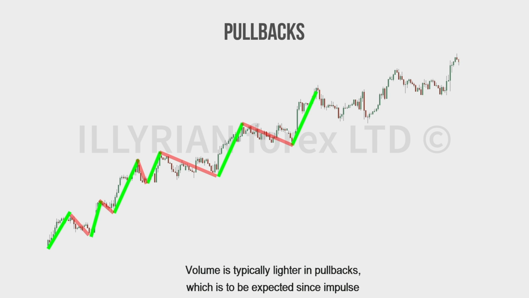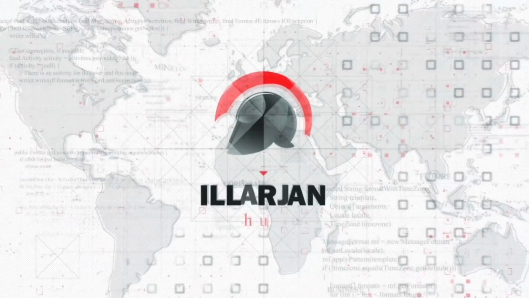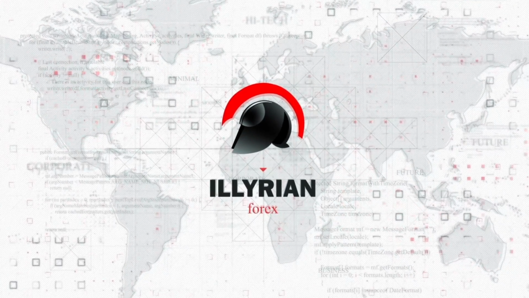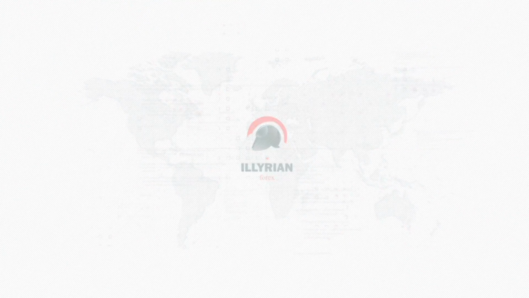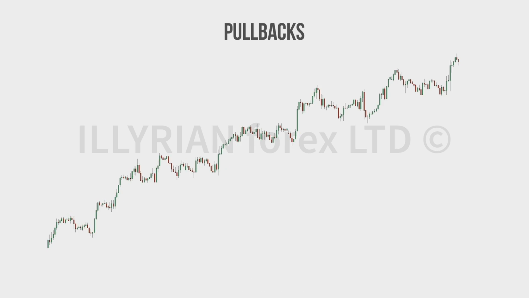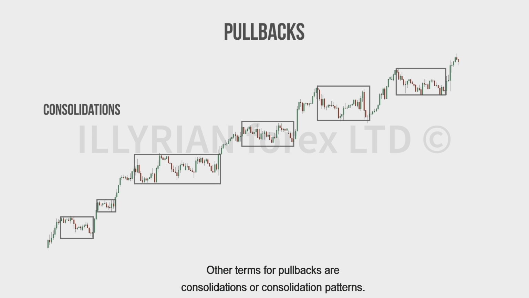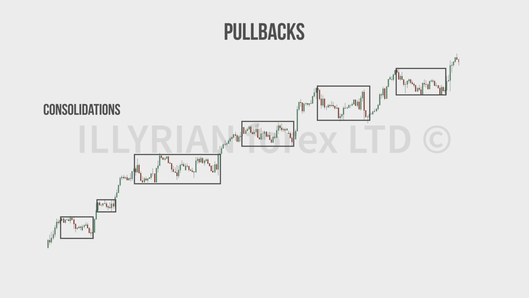Volume is typically lighter in pullbacks, which is to be expected since impulse moves are driven by active buying. But many of the traditional volume relationships of technical analysis are not as reliable as many people believe. Other terms for pullbacks are consolidations or consolidation patterns.